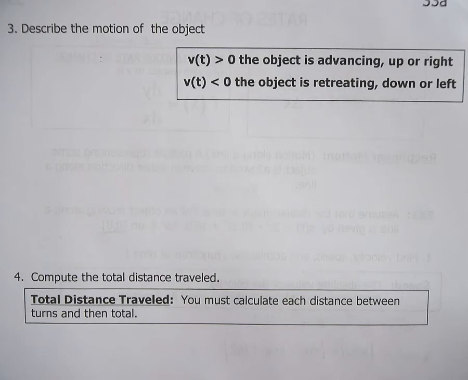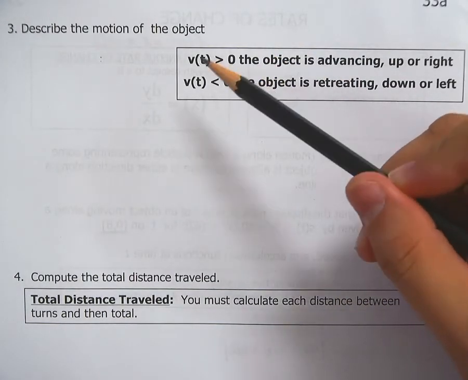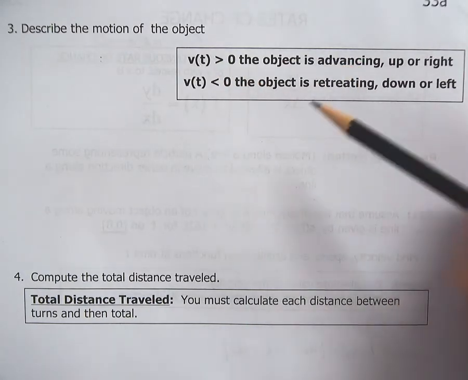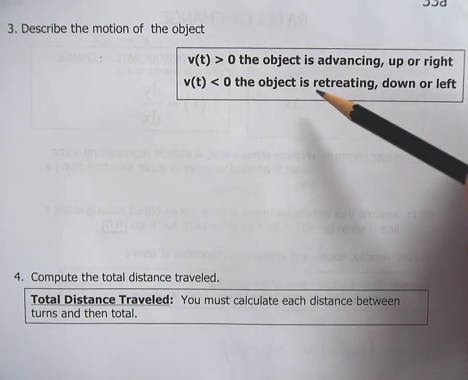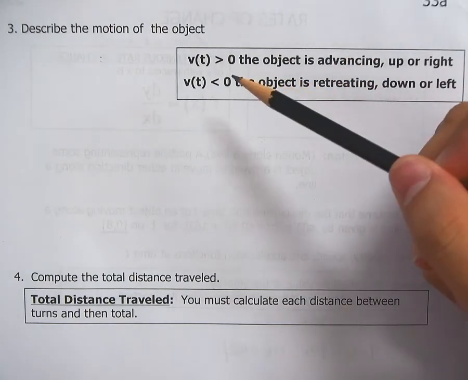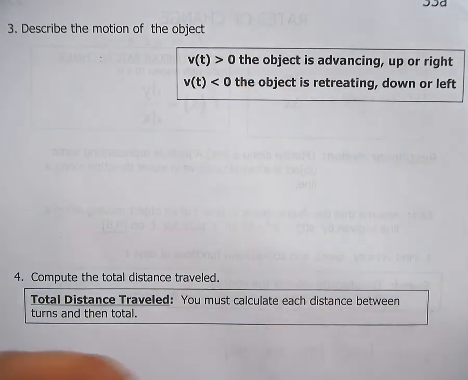So it says, describe the motion for the object. If you notice, where do these two things split? If you look at velocity, if it's greater than 0, it's advancing. If it's less than 0, it's retreating. Well, where does that split happen between advancing and retreating? It happens at 0. So when your velocity is 0, that's when something is changing.